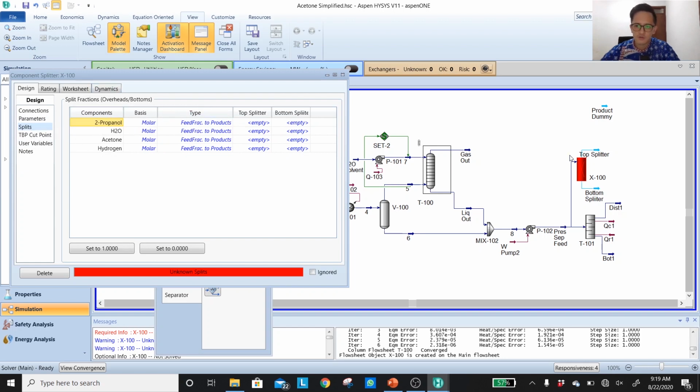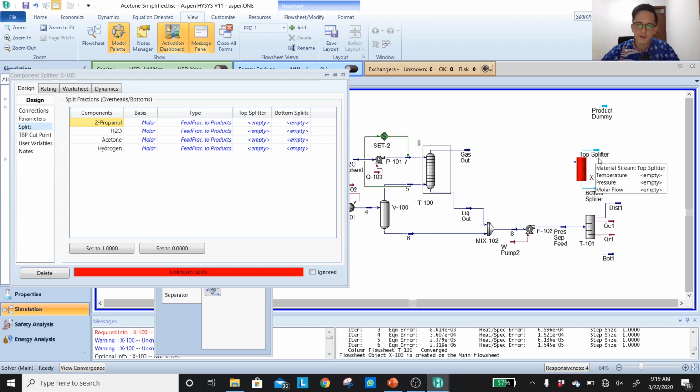We have 4 compounds, so the idea is we want to split the hydrogen to be sent to the top splitter, while the other 3 compounds are sent to the bottom splitter. And this bottom splitter will be sent further into the distillation column, free of hydrogen. Okay, so you just have to check.